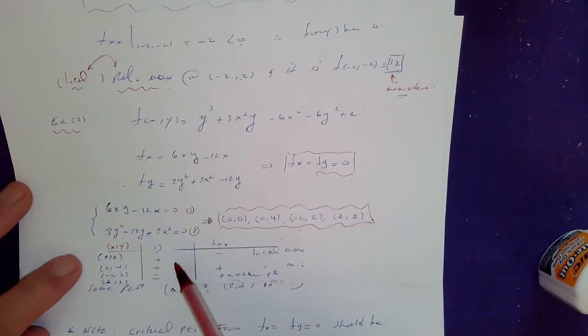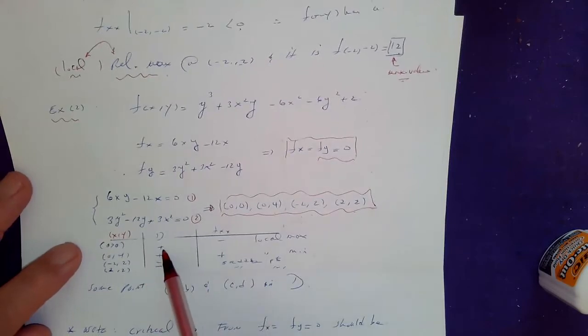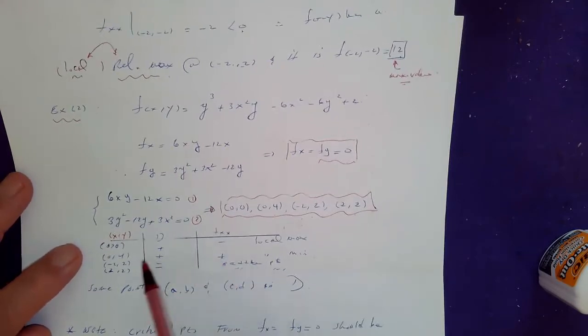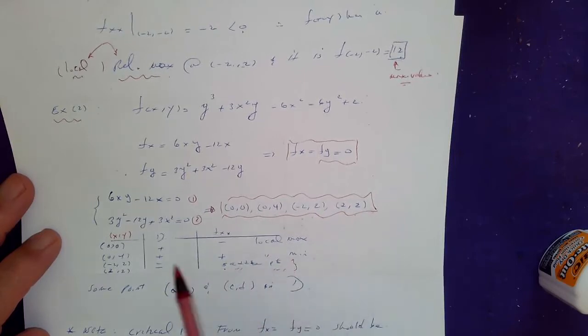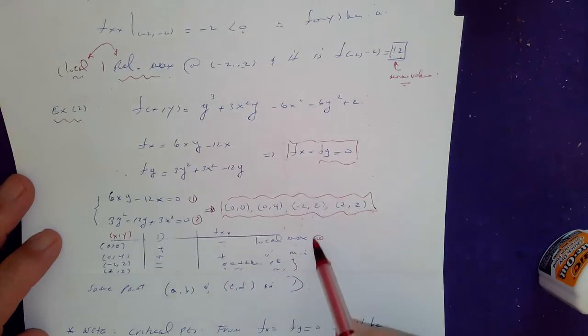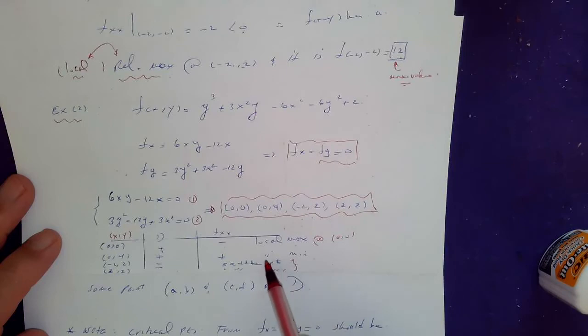Check the sign of D, check the sign of fxx. Notice for (0, 0), D is positive, fxx negative. For (0, 4), D is positive, fxx is positive. For the remaining cases, D is negative, so who cares what fxx is? So for these two values, I'm getting a saddle point. However, for the first two ordered pairs, when D is positive, fxx is negative, I have a local max at (0, 0), and I have a local min at (0, 4).